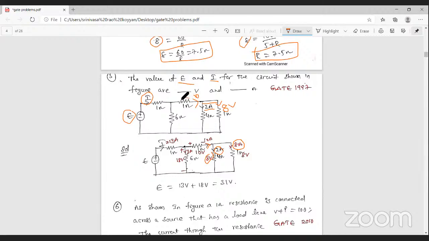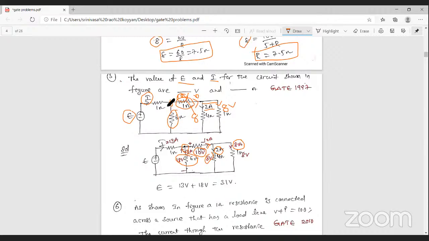This 10 amperes current is passing through the 1 ohm resistance. Then what is the voltage present here? That is 10 volts, with positive and negative polarity. So here 10 volts, but here also 8 volts. Then what is the voltage built up across the resistor? That is 10 plus 8, that is 18 volts. The 18 volts is present across the 6 ohm resistance. Then you can find the current, 18 volts by 6, that is 3 amperes.